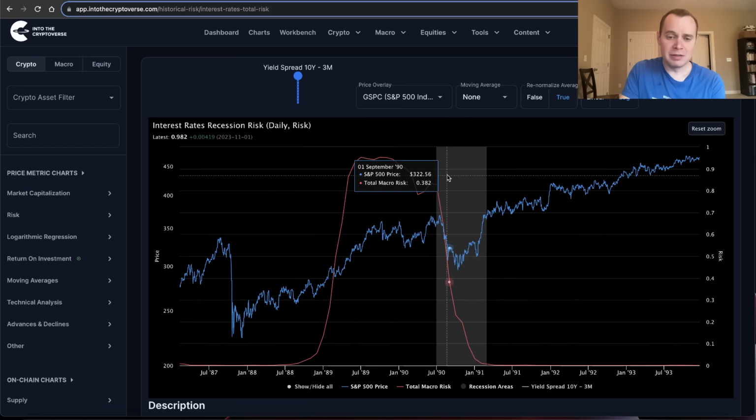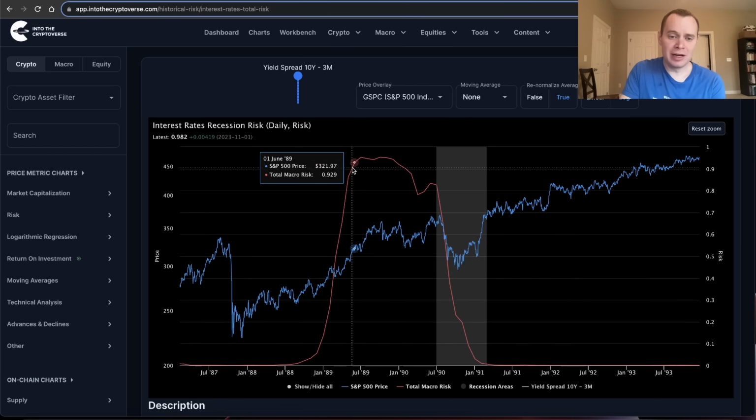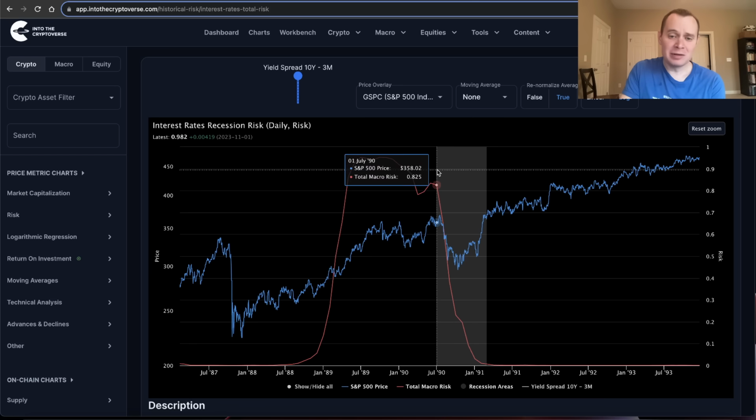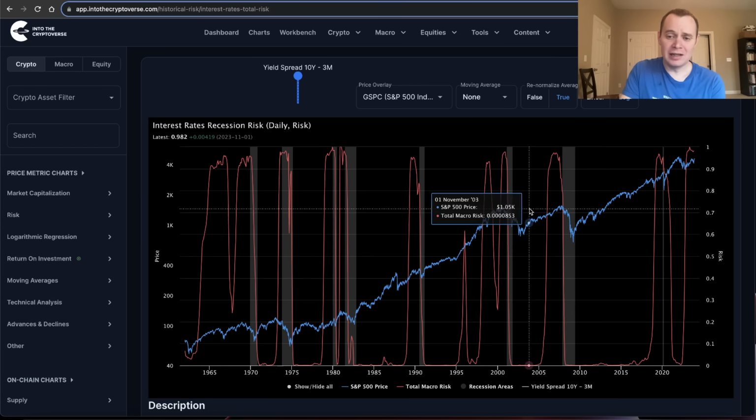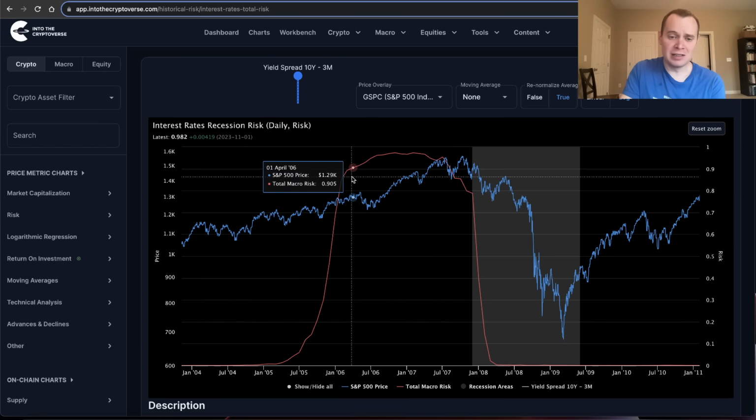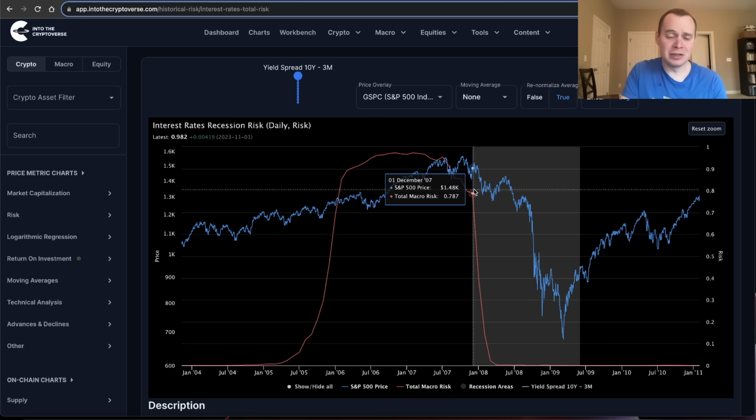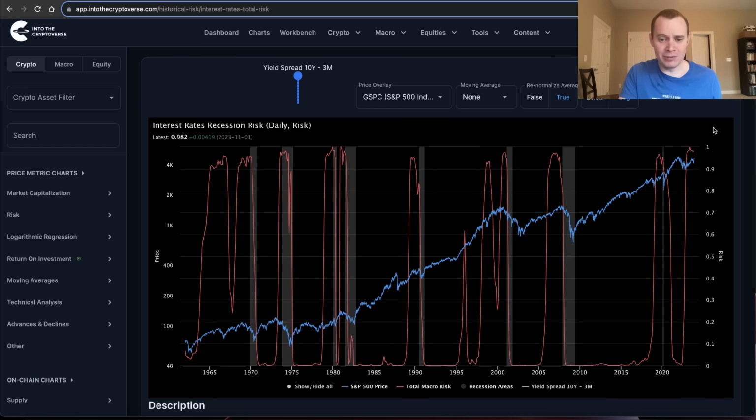But if you look at some of these other recessions, right, when it first got up into the 0.9 risk band here, it was June of 89. The recession didn't arrive until about 13 months later. If you look in the financial crisis, it first got into the 0.9 risk band in April 2006. The recession did not arrive until December of 2007. I mean, you're talking a year and a half later before it arrived.